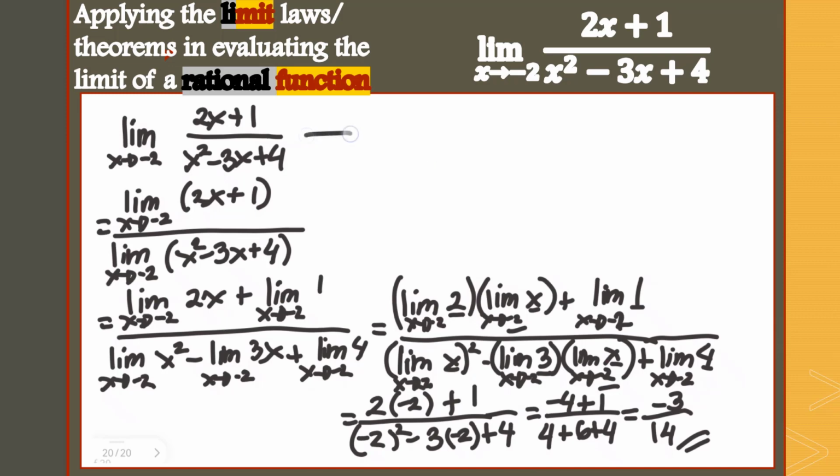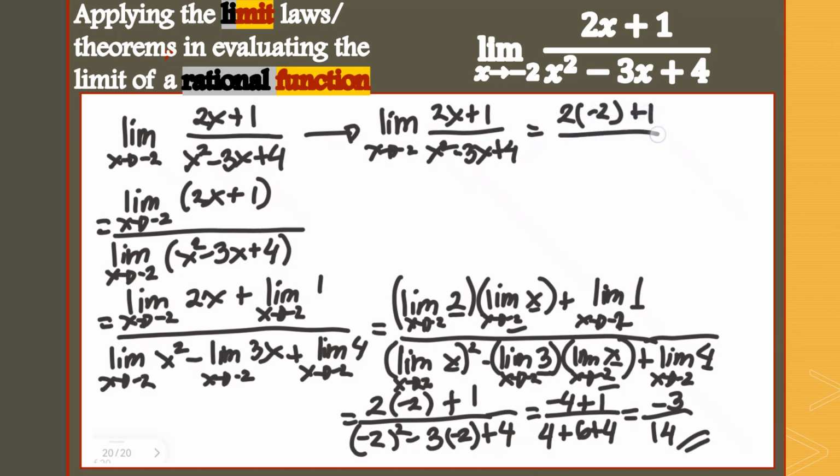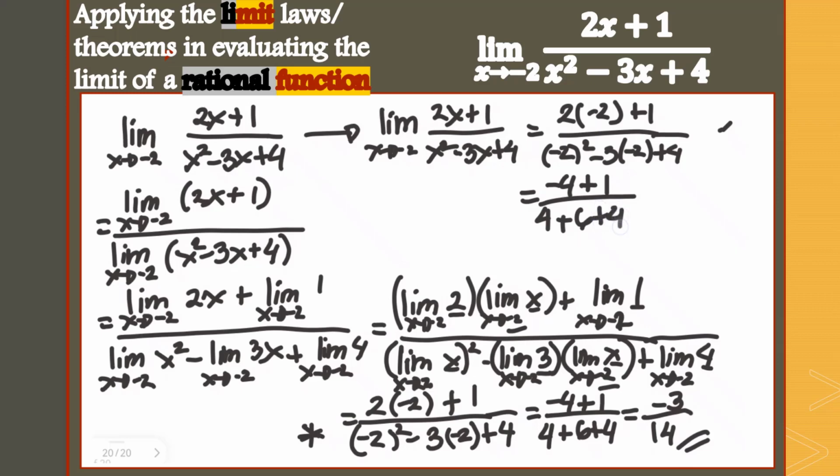But of course, we can use directly the limit theorem for a rational function, as long as, as mentioned, the denominator is not equal to 0, so the limit would exist. So simply substitute. You will have 2 times negative 2 plus 1 over negative 2 squared minus 3 times negative 2 plus 4. So you can see this is just similar to this item here. This would mean this is just 2 times negative 2 is negative 4 plus 1 over 4 minus negative 6, plus 6 plus 4. So negative 3 over 14 is just the same as this.